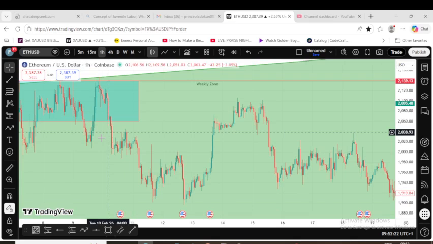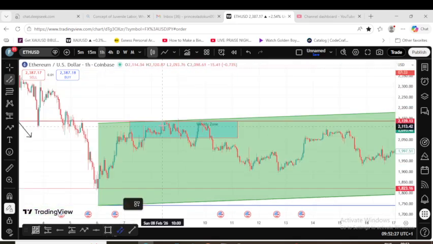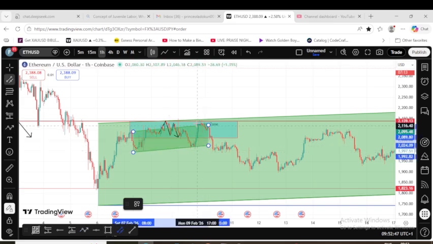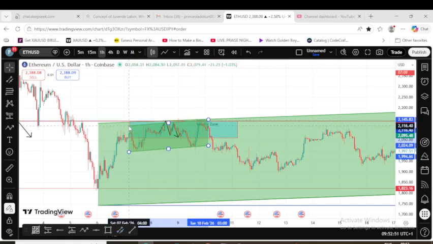Now let's zoom in. So what do we see here? I can see an M pattern somewhere here. It's quite clear. There's even also another. I think it doesn't count as an M pattern. This looks kind of like a range. Yeah, it is actually. It's a range within a range.